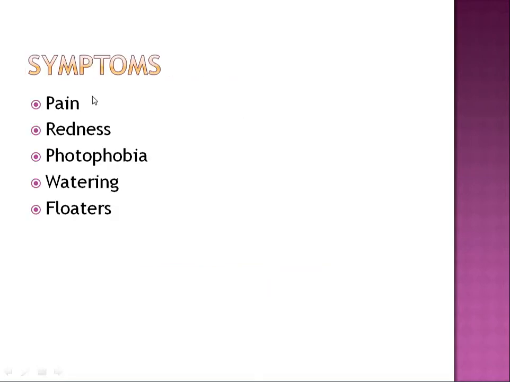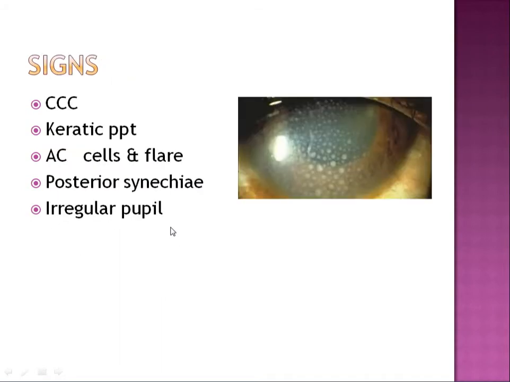The symptoms, in case of iridocyclitis, will be that the patient will come to you with pain, redness and photophobia. Associated watering is also present. If the uveitis is limited to the anterior chamber or anterior segment, then the patient will present with these features. If the posterior segment is involved, then floaters can also be present. Now, these are the signs. The patient presents with circumcorneal congestion and you can see keratic precipitates.